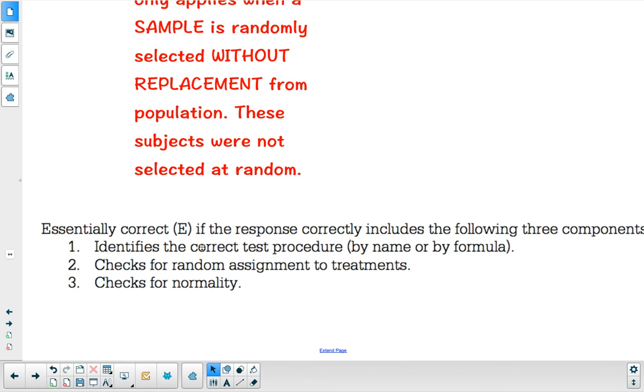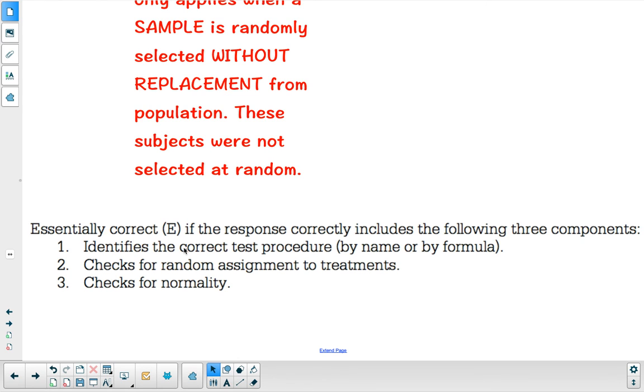And here's a screenshot of an old AP rubric where they marked a response as essentially correct if you included these three components. Identifies the correct test procedure, the name, checks for random assignment to treatments, and checks for normality. So no 10%.